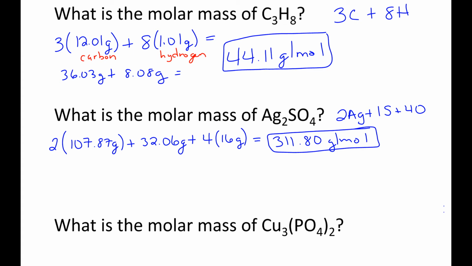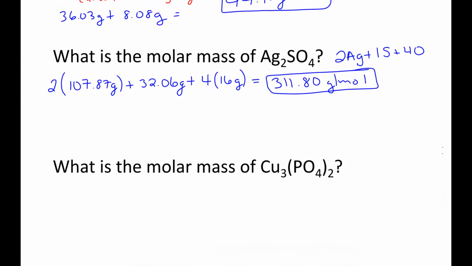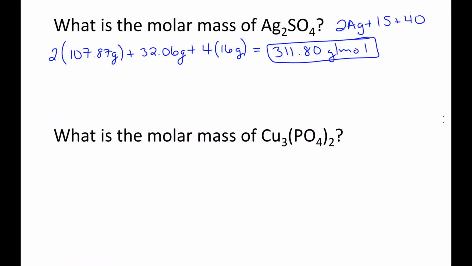Okay, let's move this up a little bit so we can do this one. What is the molar mass of copper(II) phosphate? Oh, there's a lot of stuff in this one. So we know that there's 3 coppers plus, now this 2 goes to this phosphate, but it also goes to the oxygen.